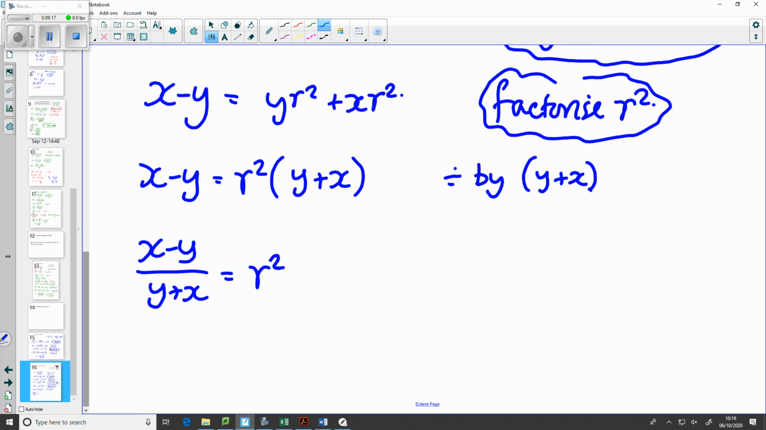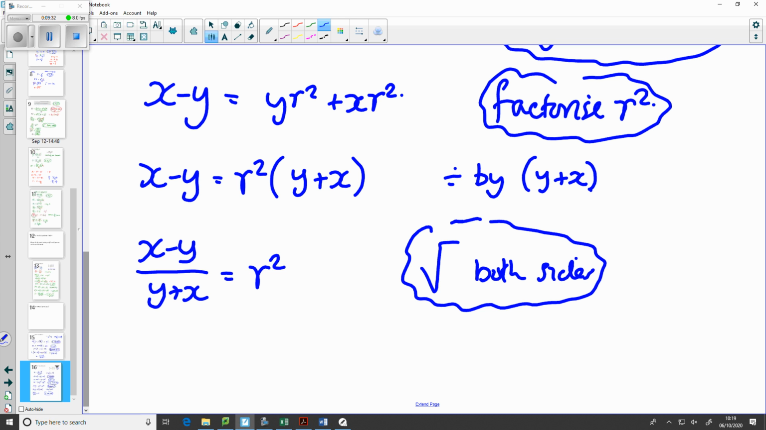And lastly, square root. So we end up here with r is equal to the square root of x minus y over y plus x. Again, that's all there is to it.